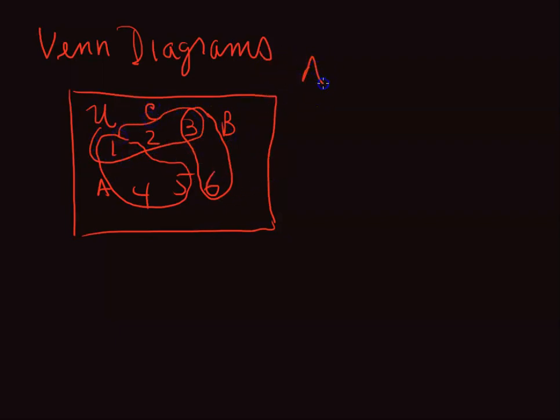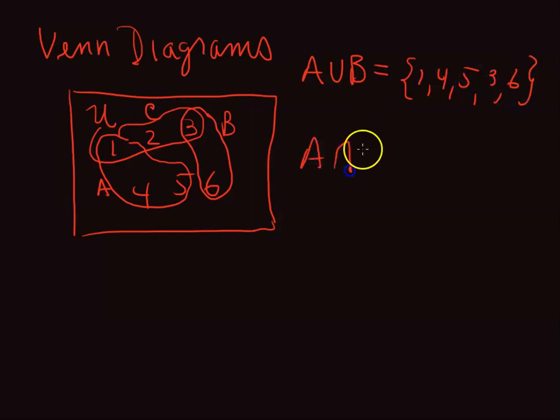So, what is A union B? Well, that's A and B together. That's 1, 4, 5, 3, 6. Doesn't have to be in order. What is A intersect C? Well, that's what they have in common. You can see just the 1 is where A and C have that in common. So Venn diagrams are a nice picture. What is the complement of A? That's all that stuff in the universal set that's not in A, so that's 2, 3, 6.